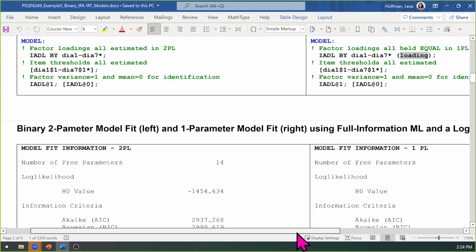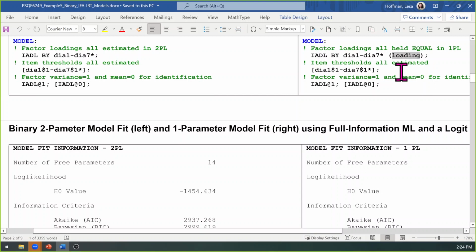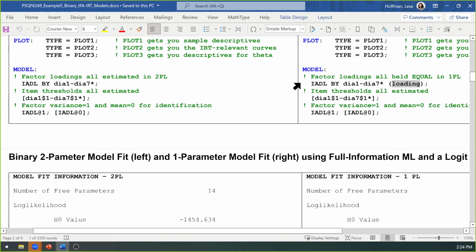So that is otherwise known as a Rasch model. It's an assumption that all of the items are equally discriminating, such that you can make their slopes all the same and everything would fit just as well. Okay, questions on code or setup?